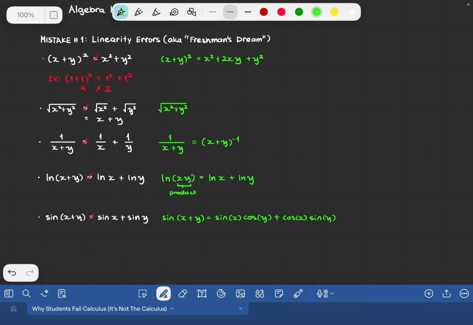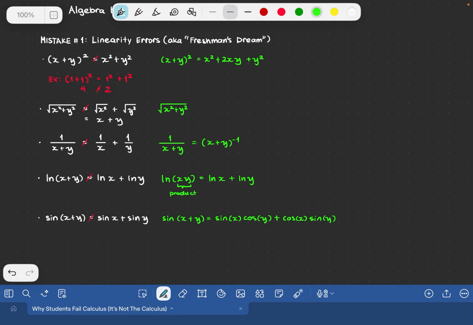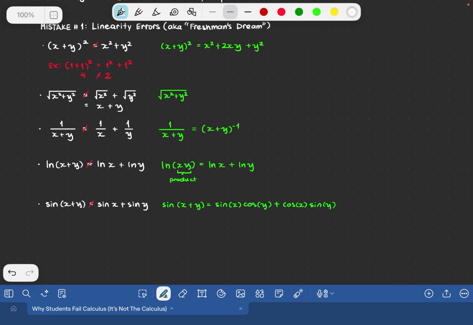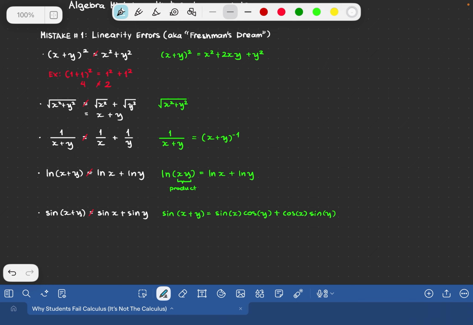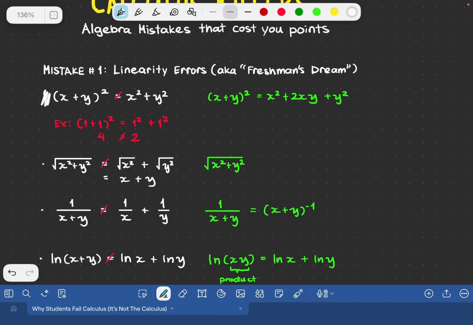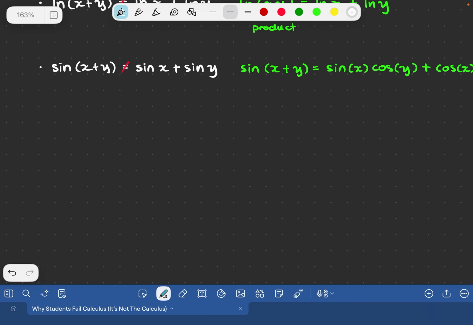So these are the most common errors for this first one. So make sure to avoid this one. Just fix this one. There. Let's move on to the second mistake.